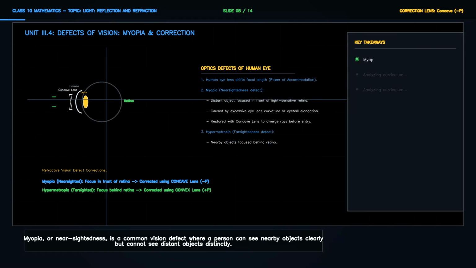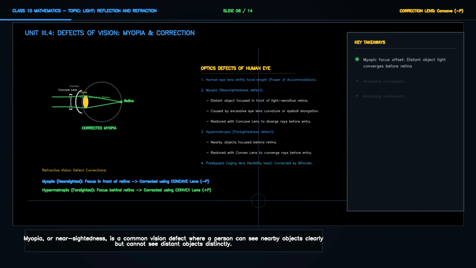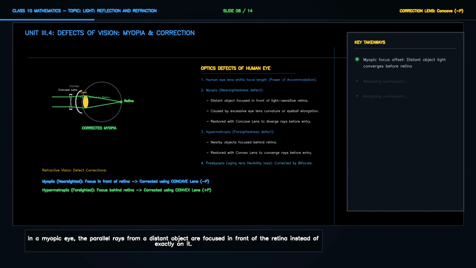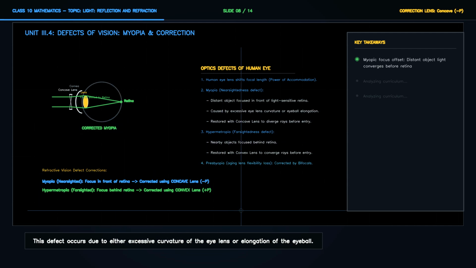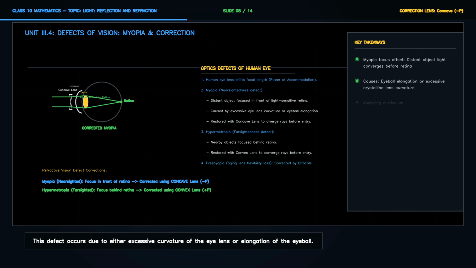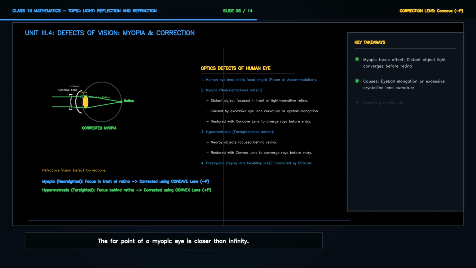Myopia, or nearsightedness, is a common vision defect where a person can see nearby objects clearly but cannot see distant objects distinctly. In a myopic eye, the parallel rays from a distant object are focused in front of the retina instead of exactly on it. This defect occurs due to either excessive curvature of the eye lens or elongation of the eyeball. The far point of a myopic eye is closer than infinity.